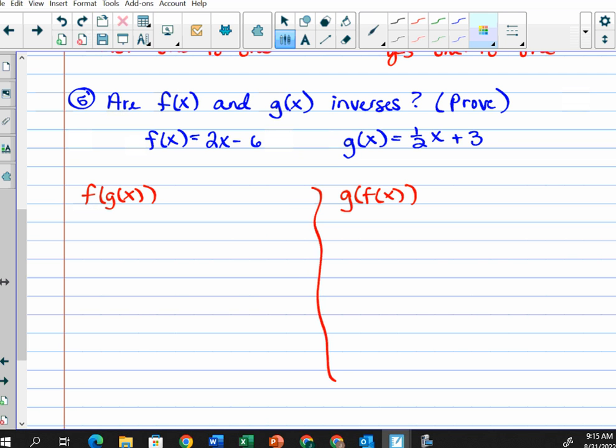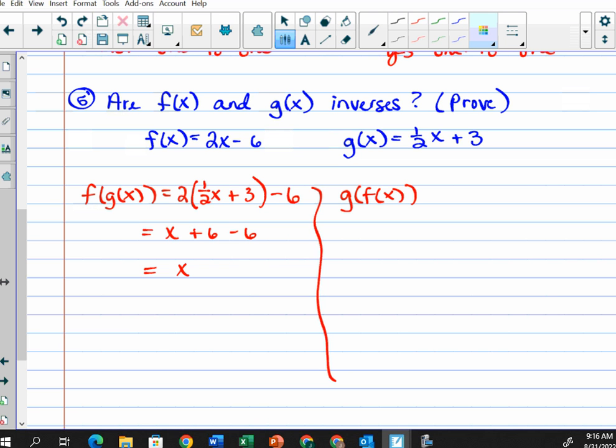Why would you plug each other in? All right, so let me go through f of g of x. So we practiced composition already. I'm plugging it in. 2 times the quantity 1/2 x plus 3 minus 6. And yes, guys, you have to show your work. Show me that you multiply. x plus 6 minus 6. They're inverses. That one's x.